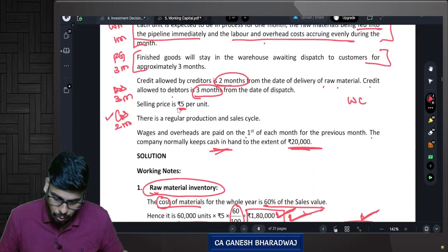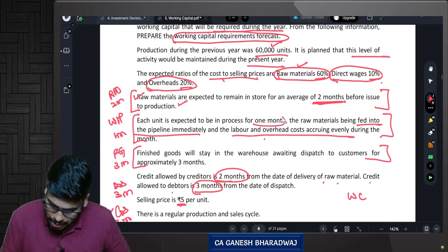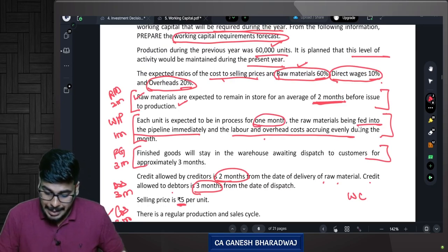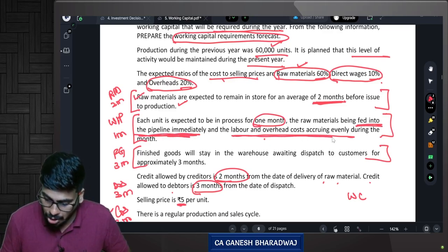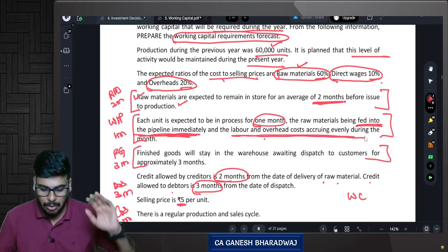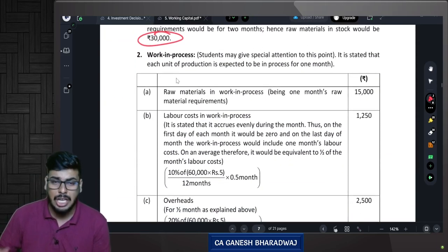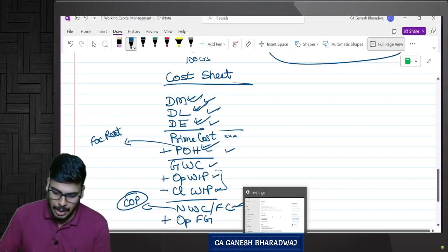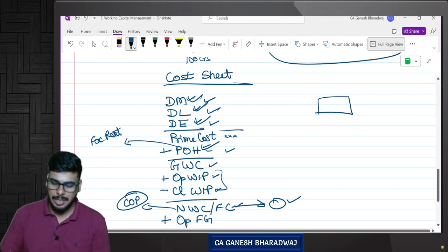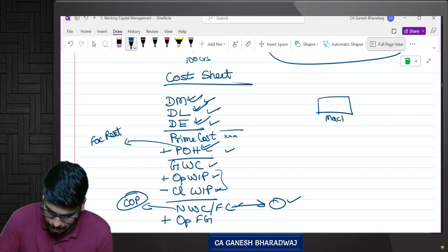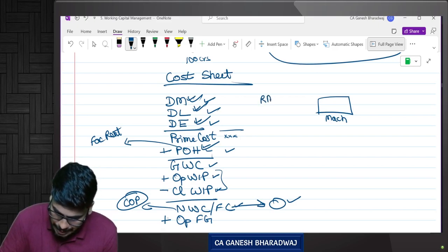Now look at this, what they have given. Each unit is expected to be in process for 1 month, the raw materials being fed into the pipeline immediately, and labor and overhead costs accrue evenly during the month. What they are saying, look at this. Very, very important. Now, look at this. This is a machine, right? Now, what they are saying, first, raw material.